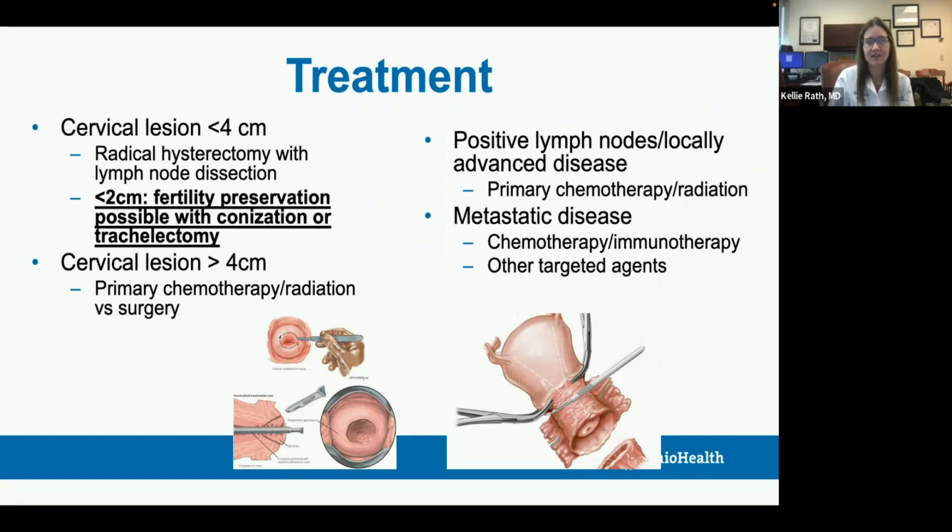And patients that have positive lymph nodes may be treated with chemoradiation, or metastatic disease, chemo and immunotherapy or other targeted agents. Certainly the age of immunotherapy has brought really amazing responses for some of our patients that present with late stage disease.